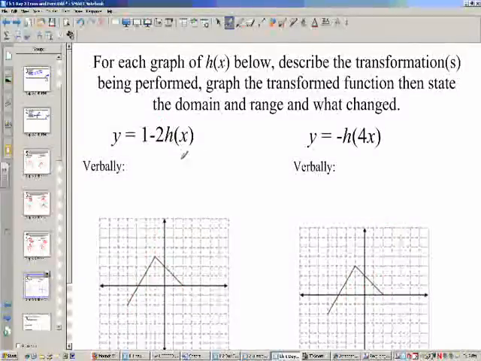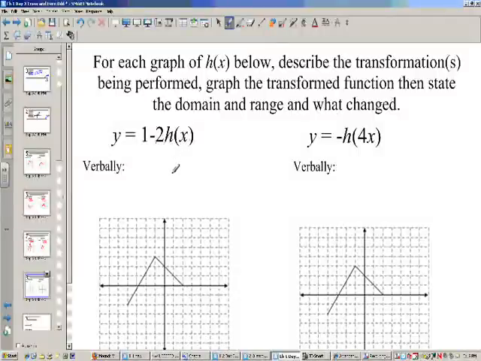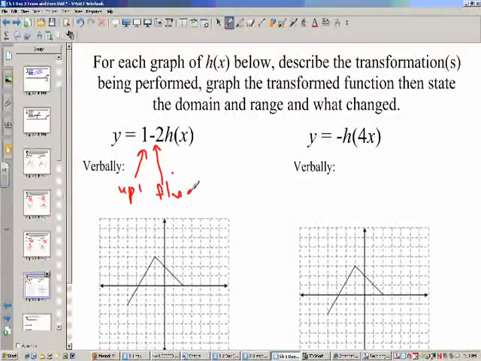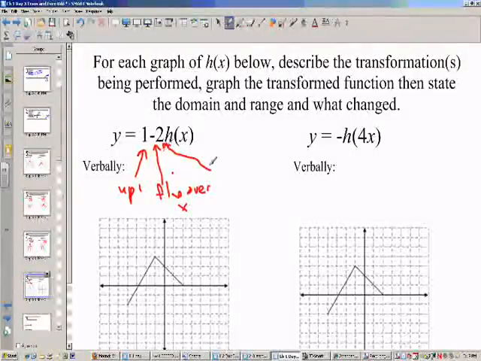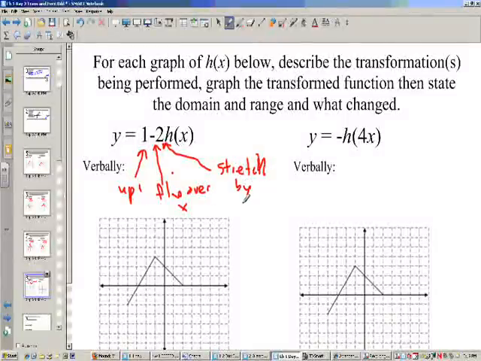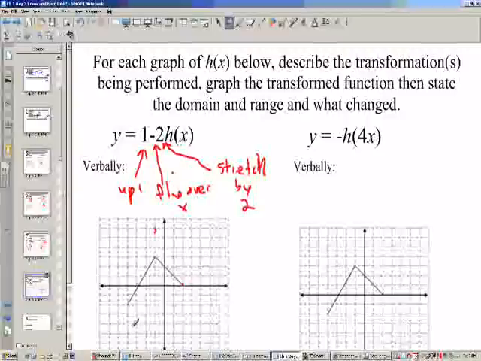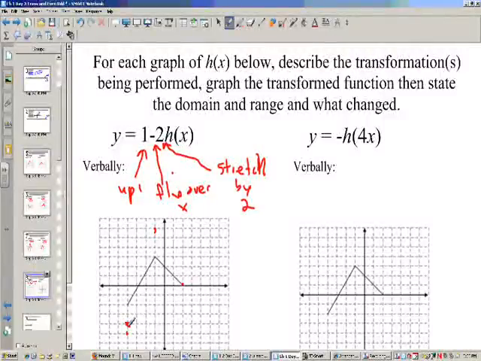Now on this one, we're going to move it up 1, flip over x, and then stretch by 2. So first let's stretch it by a factor of 2. This one would be up here, here, and here.